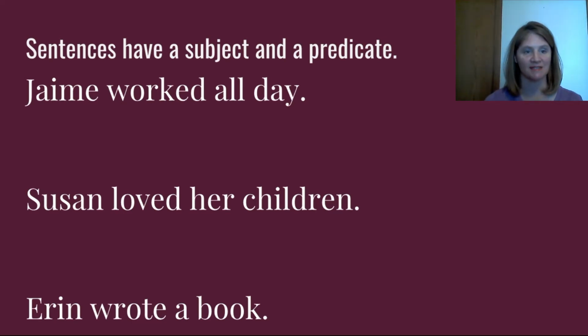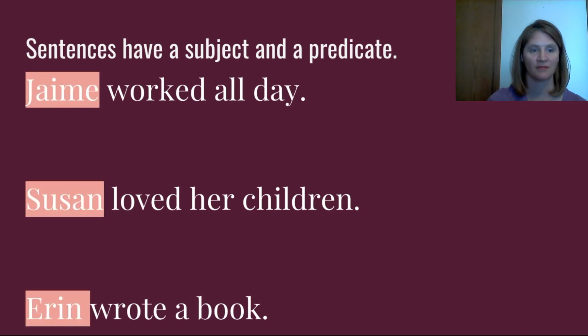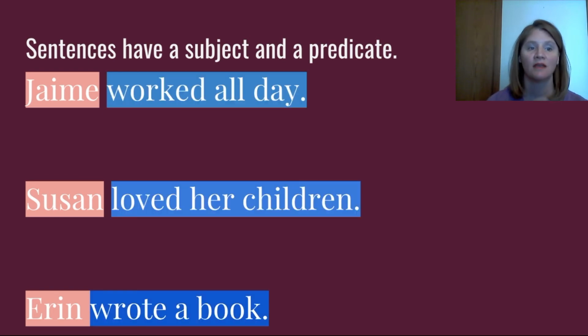Let's look at these sentences. Jaime worked all day. Susan loved her children. Aaron wrote a book. The subject is who the sentence is about, and they are about Jaime, Susan, and Aaron. And the predicate tells what they did. Jaime worked all day. Worked all day is the predicate. Susan loved her children. Loved her children is the predicate. Aaron wrote a book. Wrote a book is the predicate.